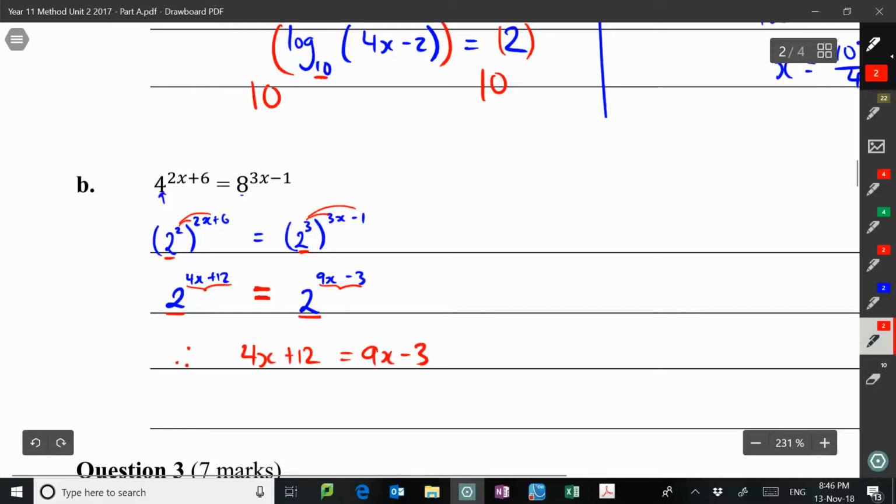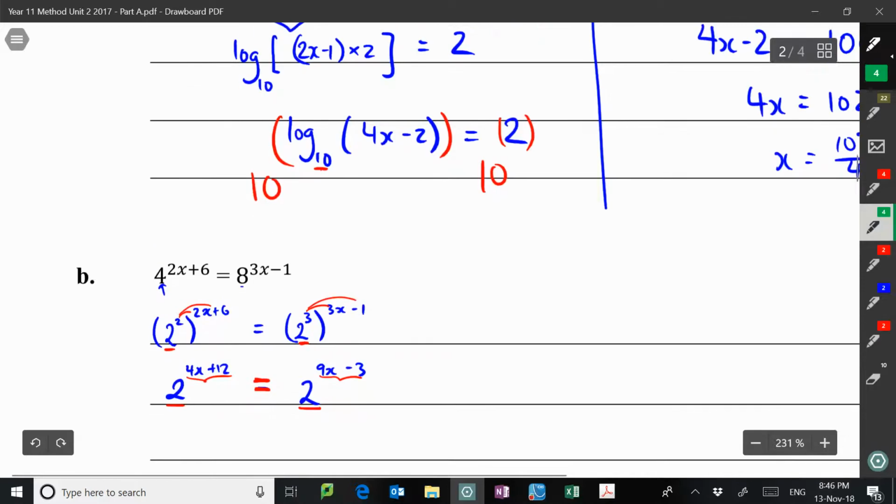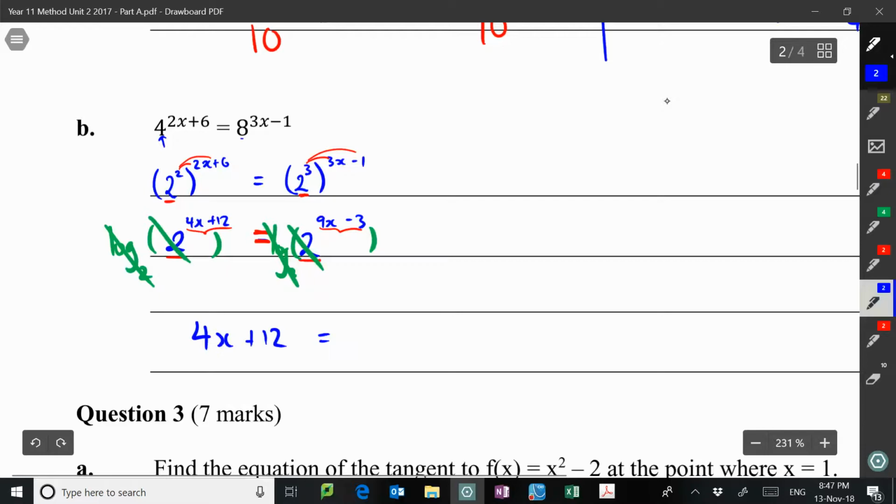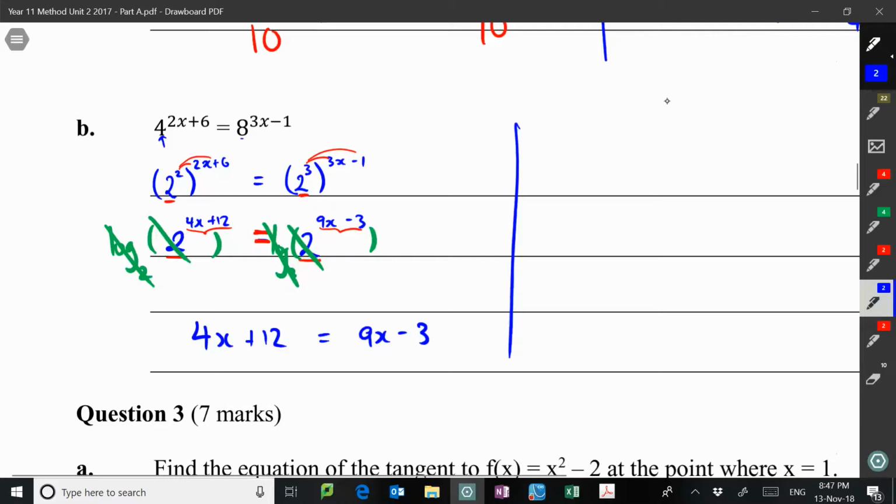Alternatively, if you didn't like that logic, you can remove the base 2. Now, how do you remove base 2? Inverse of an exponential. What is the inverse of an exponential? You got it. Logarithmic. So I can do logarithmic base 2 on the left-hand side and logarithmic base 2 on the right-hand side. These two will cancel out, log base 2 and the exponential base 2, and you still end up with the same equation. 4x plus 12 is equal to 9x minus 3. And then from there, obviously, it's simple algebra to solve for x. Minus 4x on both sides, so you get 5x minus 3 is equal to 12.